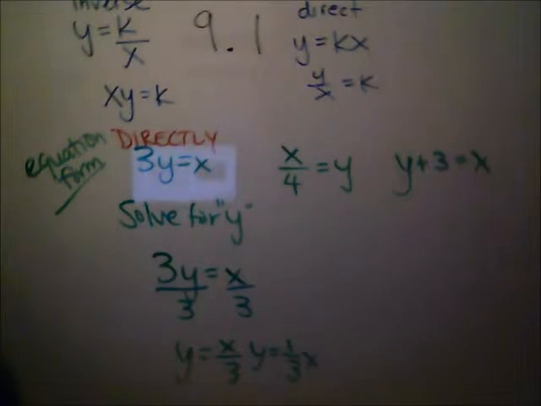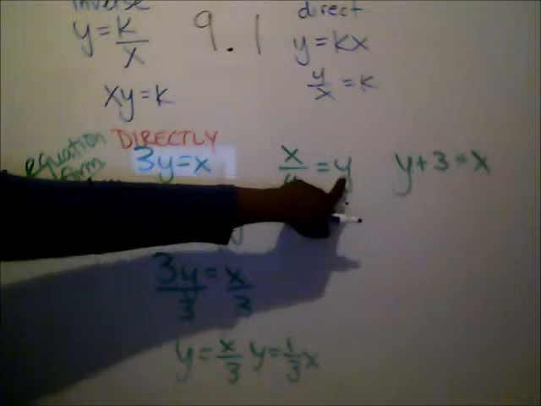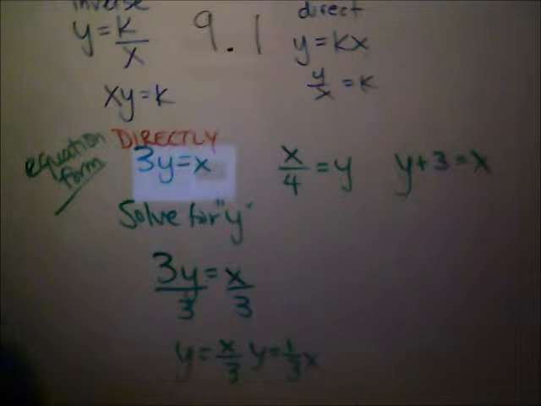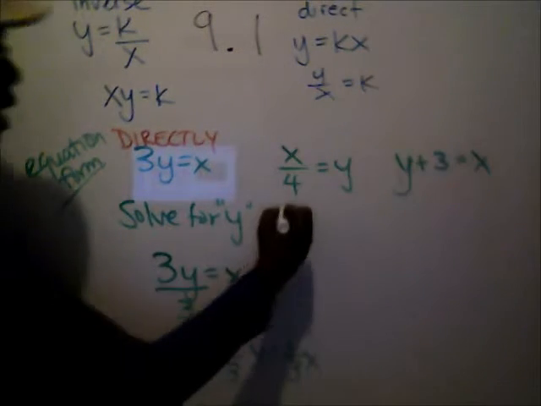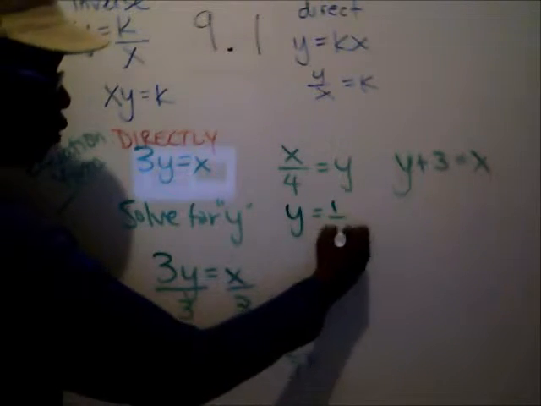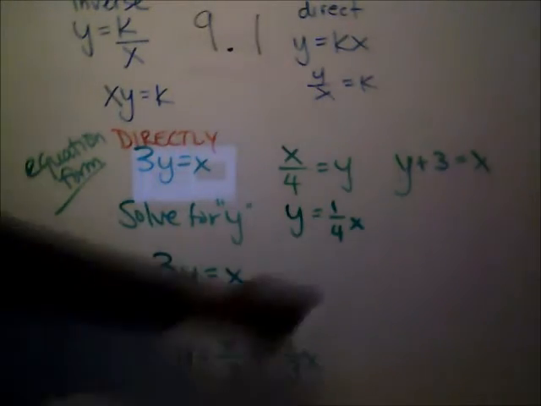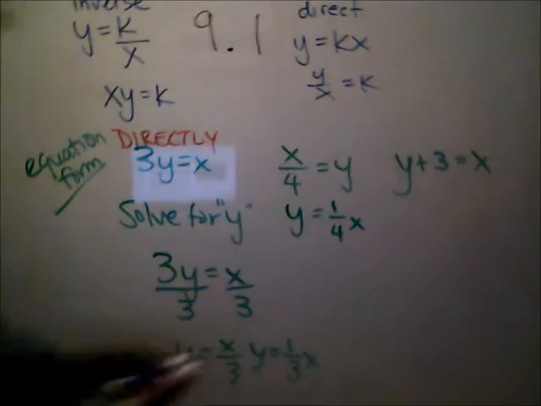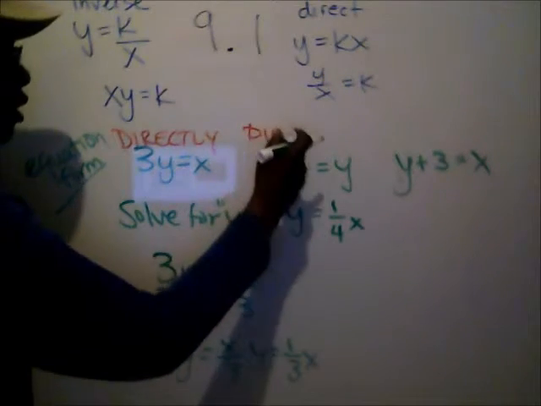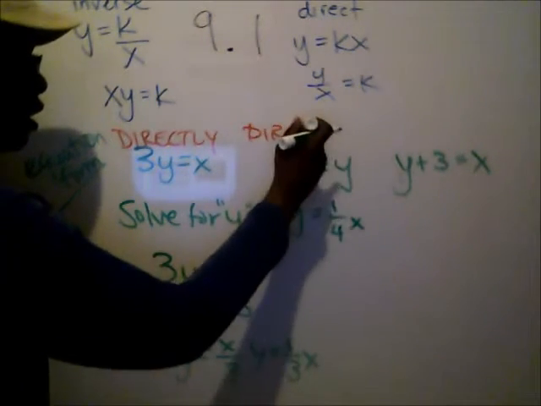All right, let's look at this one. So we already have it in y equals format. So y equals x over 4. We could actually write that as y equals 1/4 x. The key with this is the x is not in the denominator. So again, this is another direct relationship, varies directly.